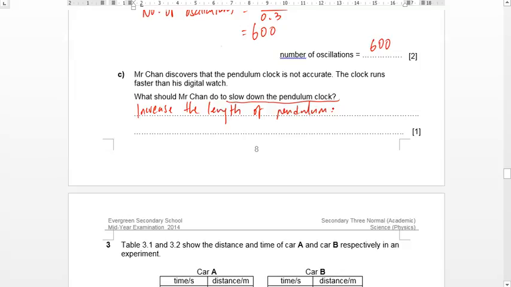Any other things that we can do? Can we change the weight of the pendulum? Yeah, because you change the weight, it doesn't affect. Only your length changes the period. Right, Junior? Right?